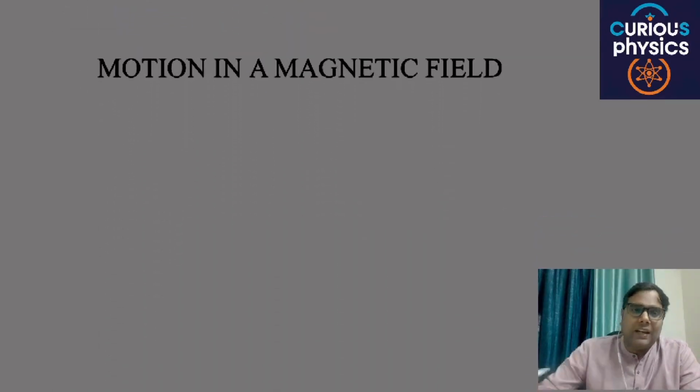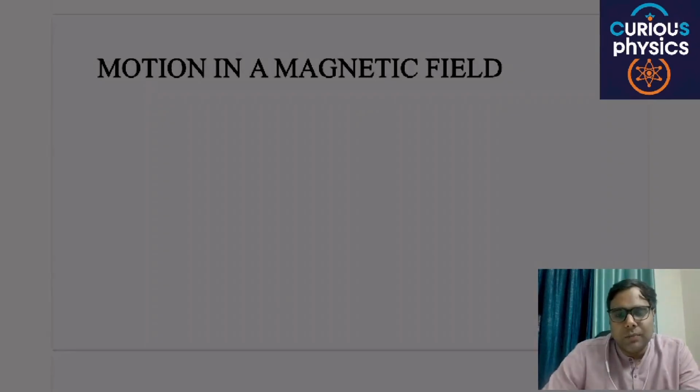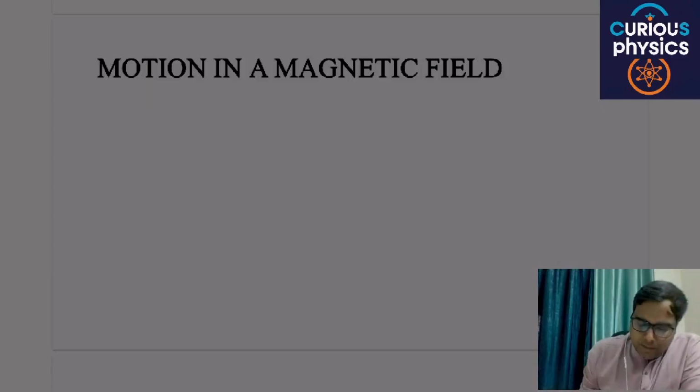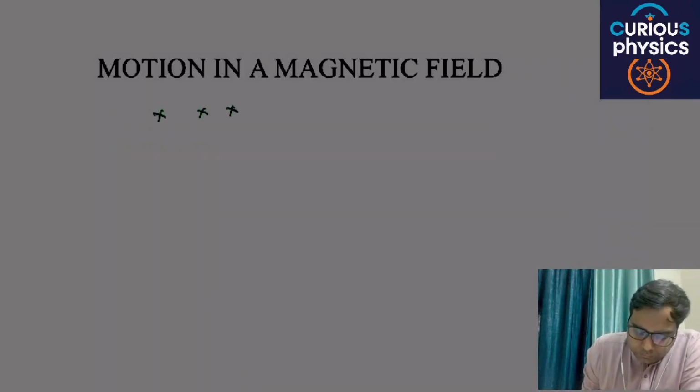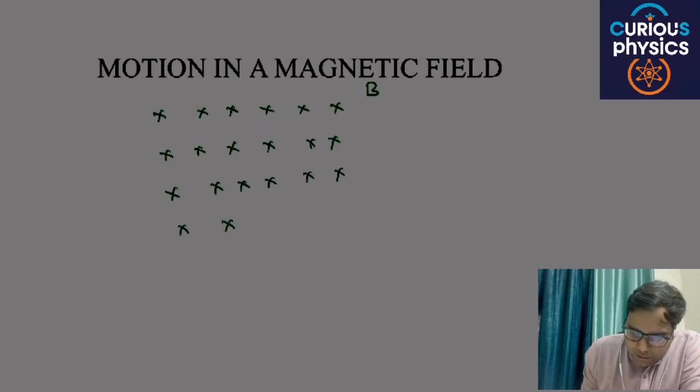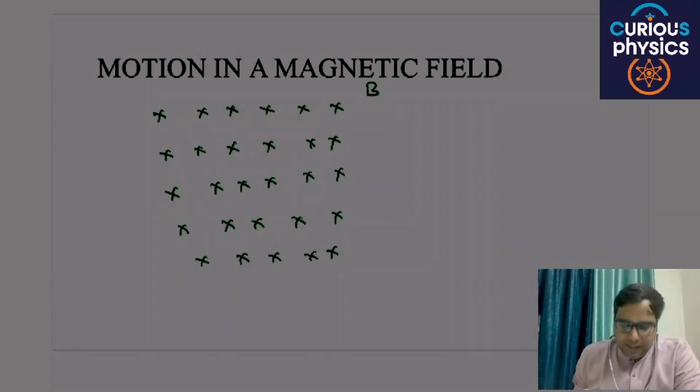Okay. Next case, motion in a magnetic field. Motion in a magnetic field is nothing but when a particular charge particle is moving with the velocity v and placed in a magnetic field, then what will be the behavior of that particular charge particle. Let's say this is the magnetic field B, and its direction is into the paper. We have discussed that this cross sign means into the paper, and the magnetic field is constant.